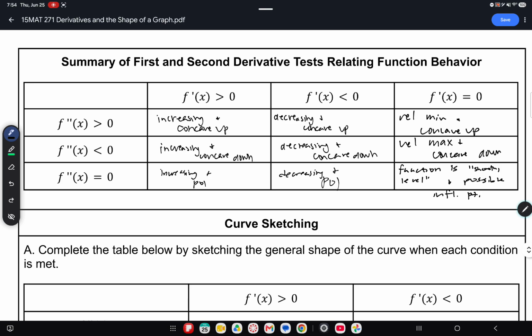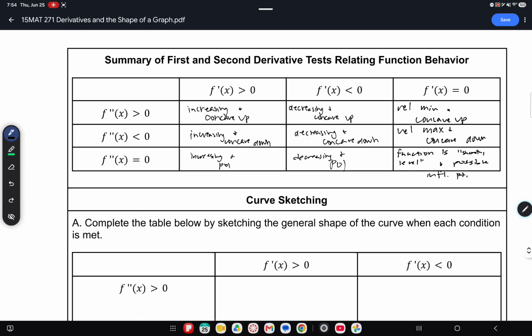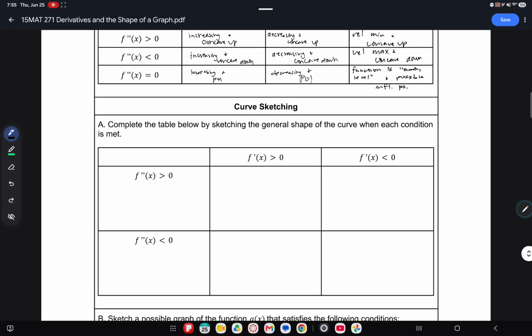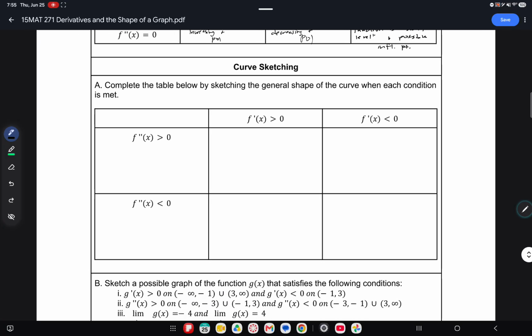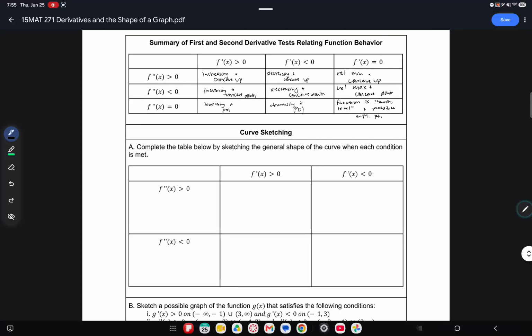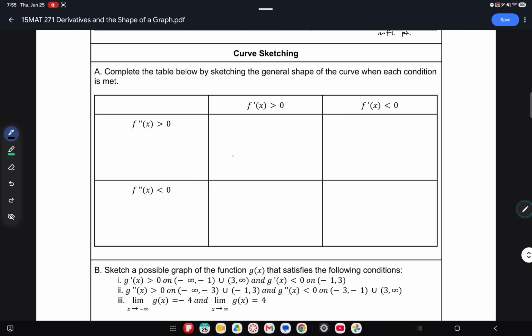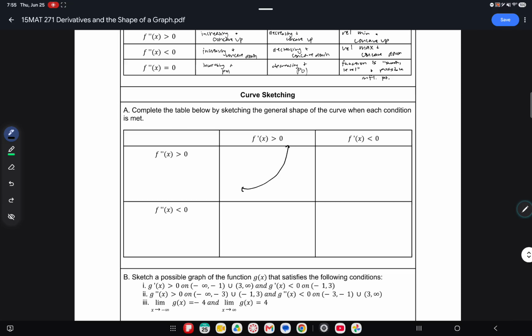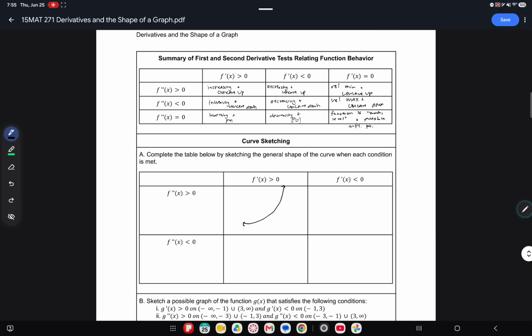Right? So let's see if we can tie all this stuff together to try and draw some graphs. So the curve sketching piece of this. If our first derivative is positive and the second derivative is also positive, we know we're increasing and concave up. So we could look something like this, increasing and concave up. If the first derivative is negative and the second derivative is positive, we are decreasing and concave up. So that's going to be the other part of the parabola.